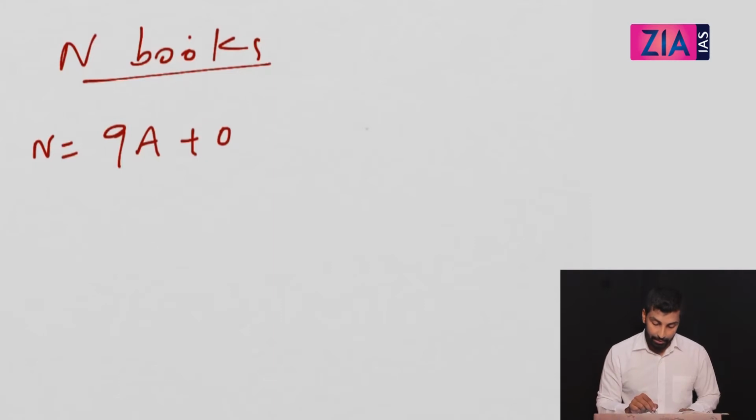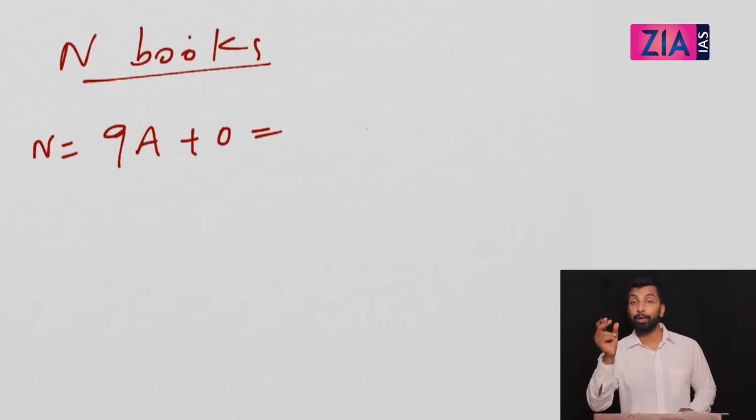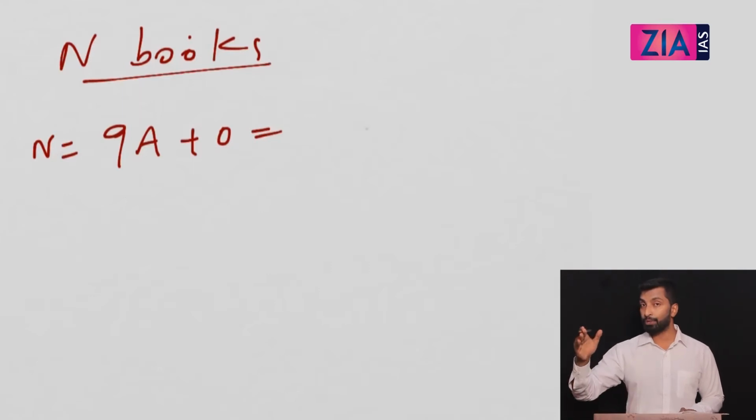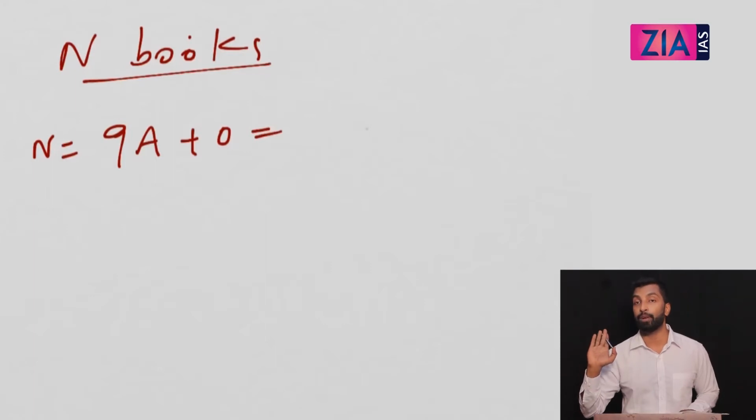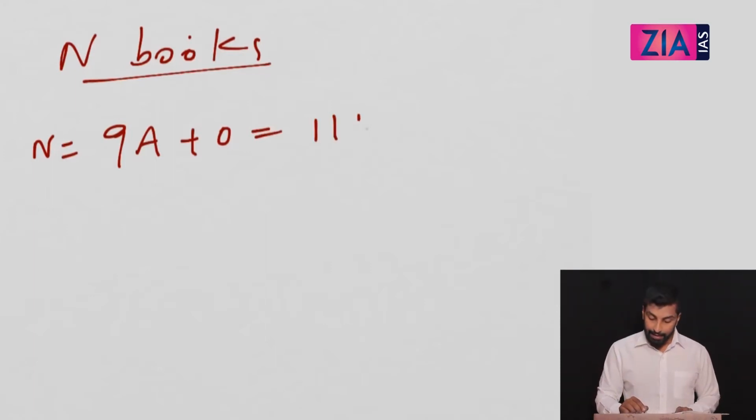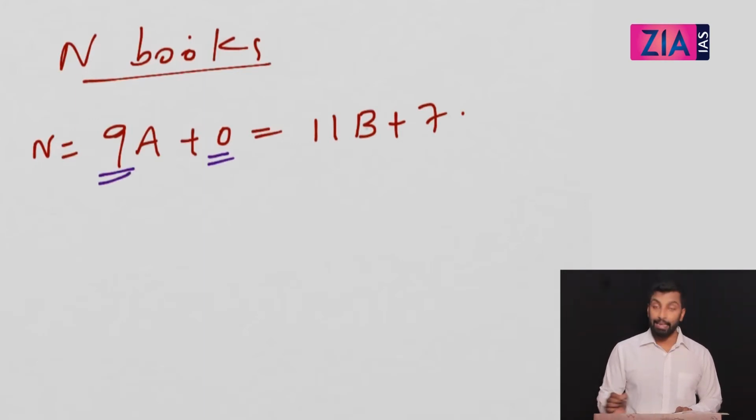Now the second condition: the same number when you divide into groups of 11. Either I tell you the number when divided by 11 leaves a remainder 7, or I tell you there are n books and if you group them into groups of 11, 7 are left out, or n students in columns of 11, then 7 students will be left out. How will you represent it? You can write it as 11b plus 7. So when divided by 9, nothing is left out, remainder 0. When divided by 11, 7 is the remainder. So what is the number?